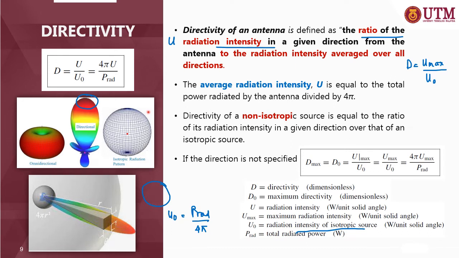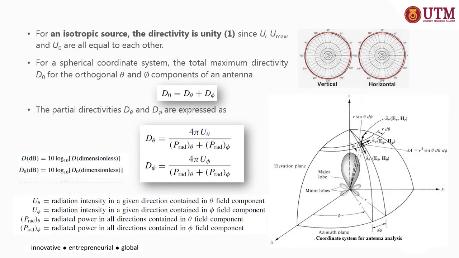For a non-isotropic source, the directivity is equal to the ratio of its radiation intensity in a given direction over that of the isotropic source. So D max is the maximum directivity, or D naught, and can be calculated by the following equation: U max divided by U naught, in which U naught is equal to P rad divided by 4 pi. For an isotropic source, the directivity is unity, because the radiation is equal in all directions. So the directivity is unity, or 1.